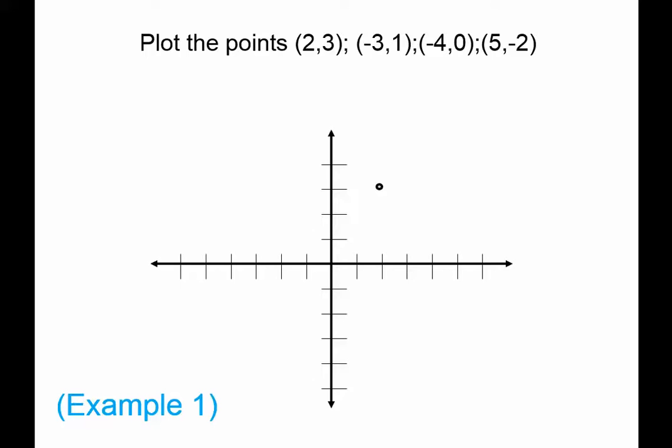2, 3 should be located right there in quadrant 1. Negative 3, 1 should be located right there in quadrant 2. Negative 4, 0 does not belong to any of the quadrants because it's right there on the x-axis. So it should be located right there, negative 4, 0. And then 5, negative 2 should be located right there in quadrant 4.